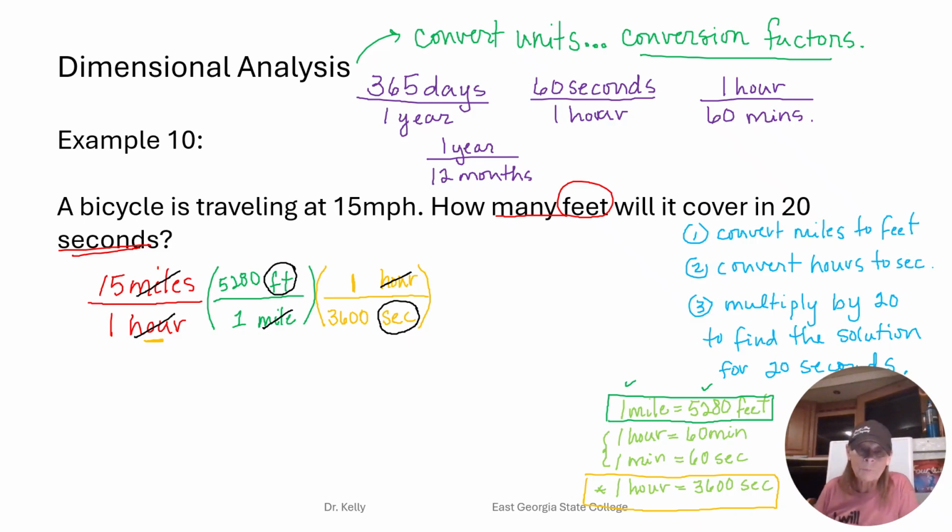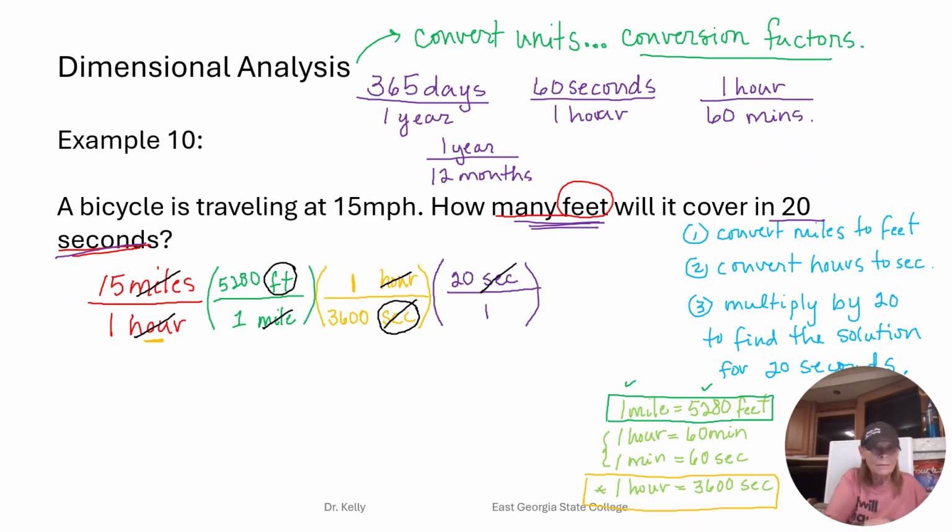Now the last step here is just like the last problem we did. The last thing it needs us to know is how many feet it is going to cover in 20 seconds. And that's not 20 seconds per anything. It's just 20 seconds. Okay? And we need to cancel the seconds because it says how many feet. So we got to get rid of the seconds. So now we get one more cancellation here.